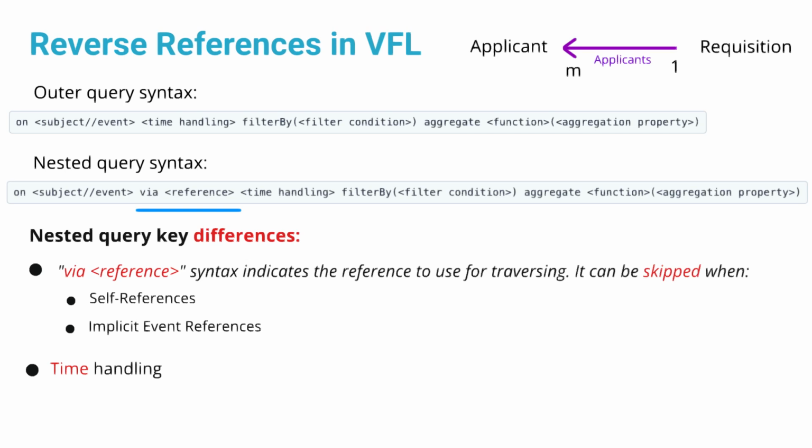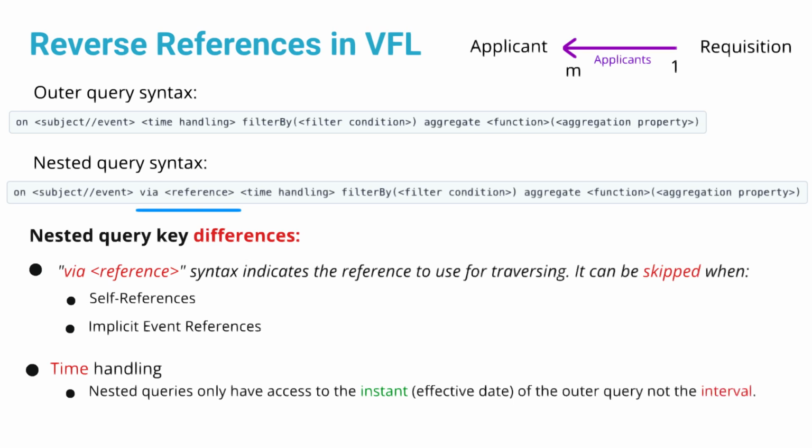Time handling of nested queries is more restricted than the outer queries. Nested queries only have access to the instant effective date of the outer query, not the interval. So functions like occurred in interval cannot be used, but alternatives like occurred in period of instant are valid. Certain time handling functions, such as last known state by filter in, cannot be used in nested queries. For detailed documentation on each time handling function and its compatibility with nested queries, please refer to the VFL reference guide.